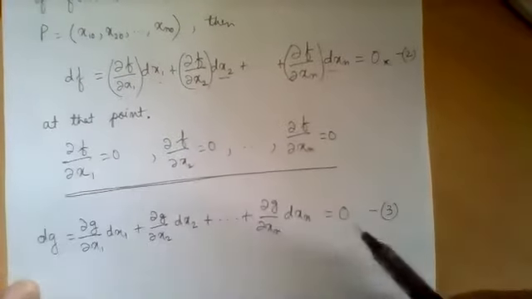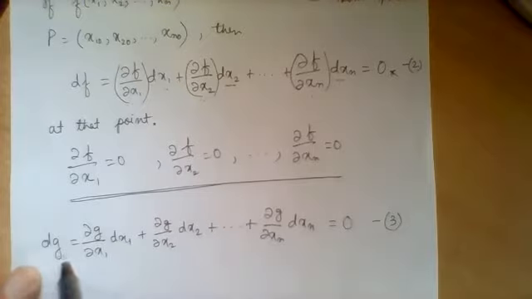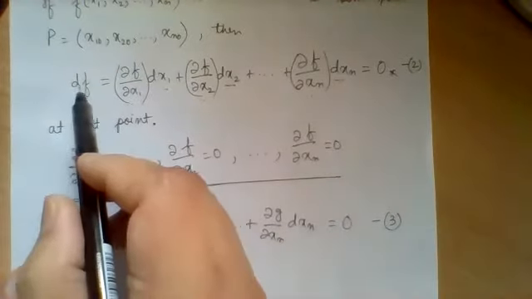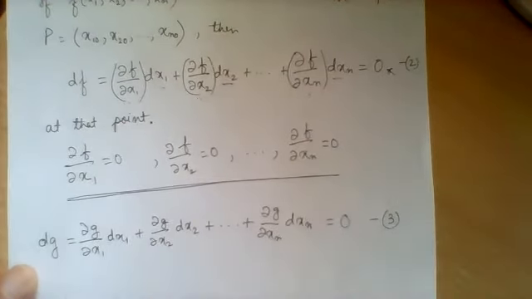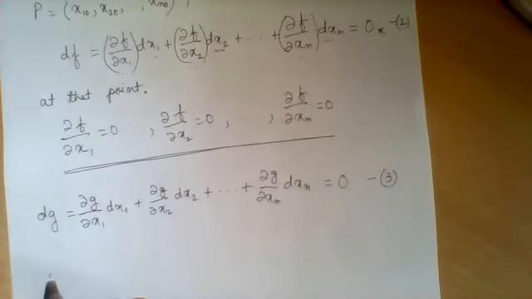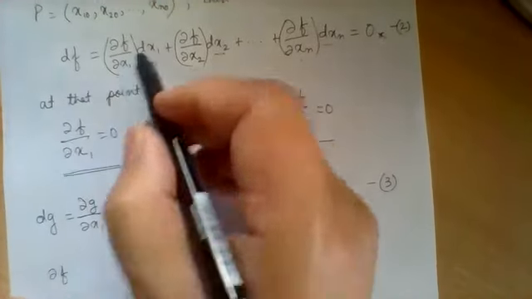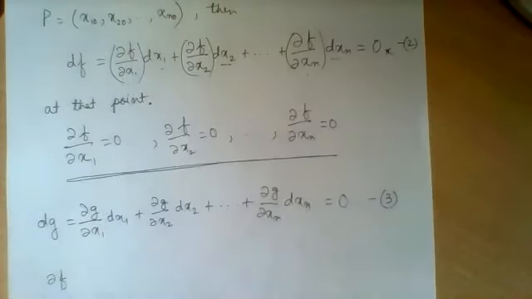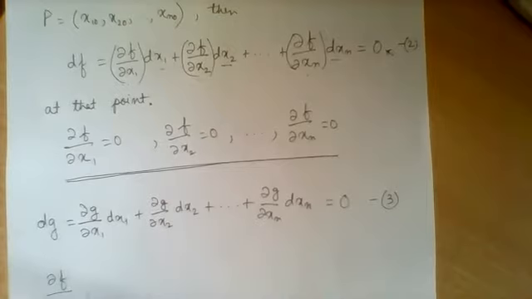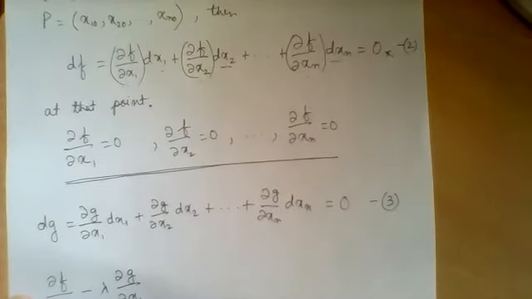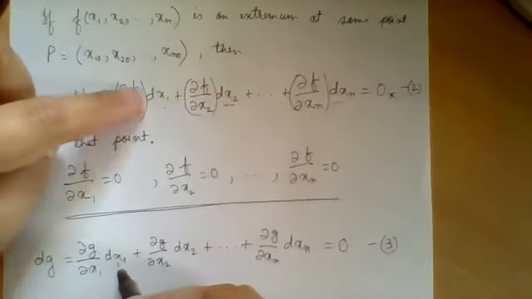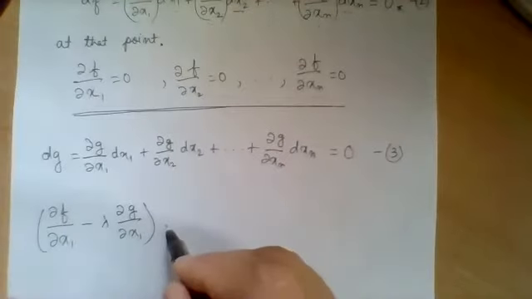So let me explain it here. We multiply this equation by lambda and we subtract from this equation. So what do we get? The del f by del x1, minus lambda times del g by del x1, times dx1.